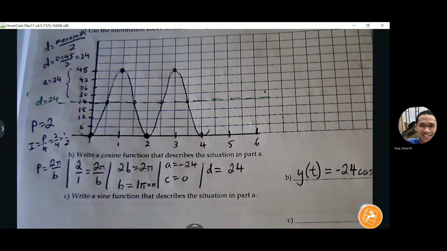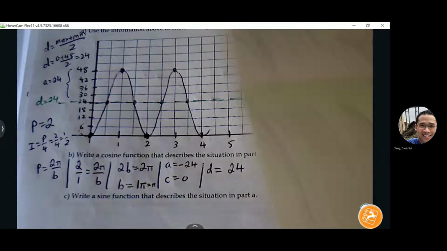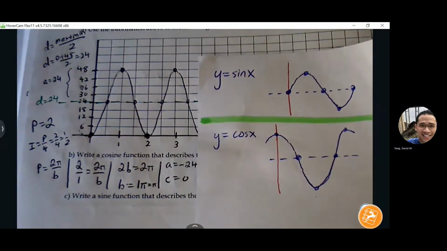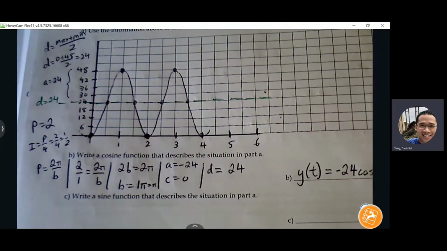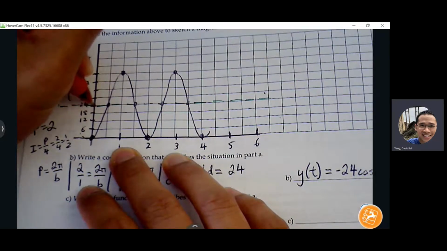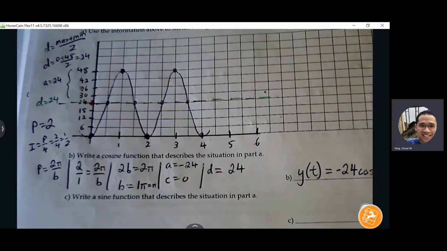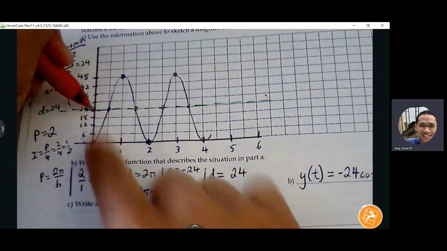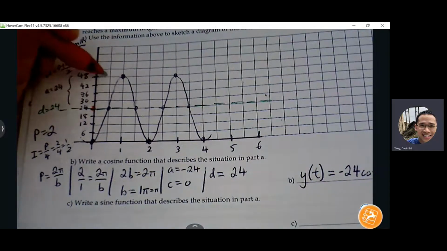Where does it start? Starts at the midline, okay, so where's our midline? 24, okay, so go ahead and put this in a very light shading, or a different color, or a dotted line, because this is how we're going to know how much and where to shift. So if I'm going to create a sine graph, the sine graph starts going up.